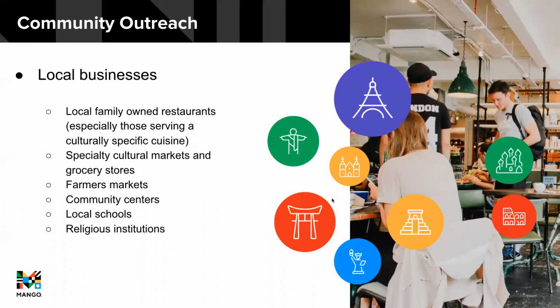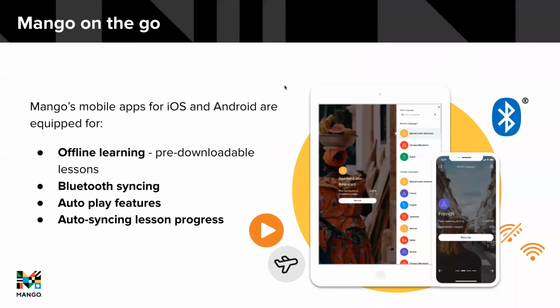Since we're on the topic of Mango on the go, I would also like to highlight our mobile app. Mango's mobile app is currently free to download on both Android and iOS, and it syncs seamlessly with the desktop version for a smooth and easy user experience. Mango's mobile apps are Bluetooth accessible, so you can sync them to your Bluetooth for a hands-free learning experience. And they're also equipped for offline learning, which allows users to learn uninterrupted no matter where they are.